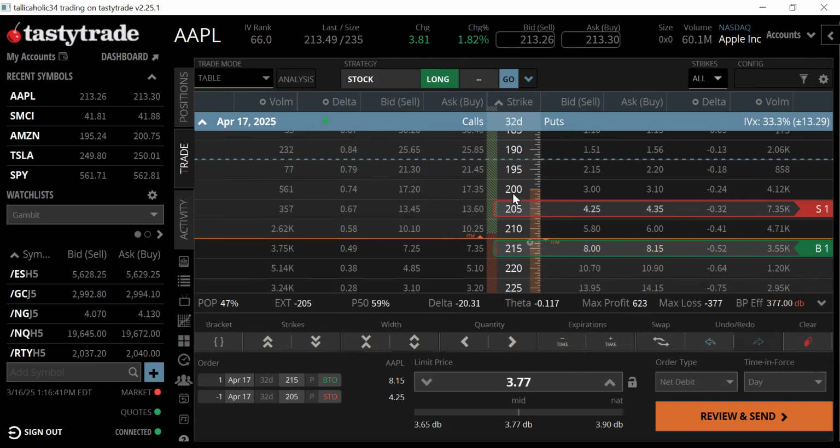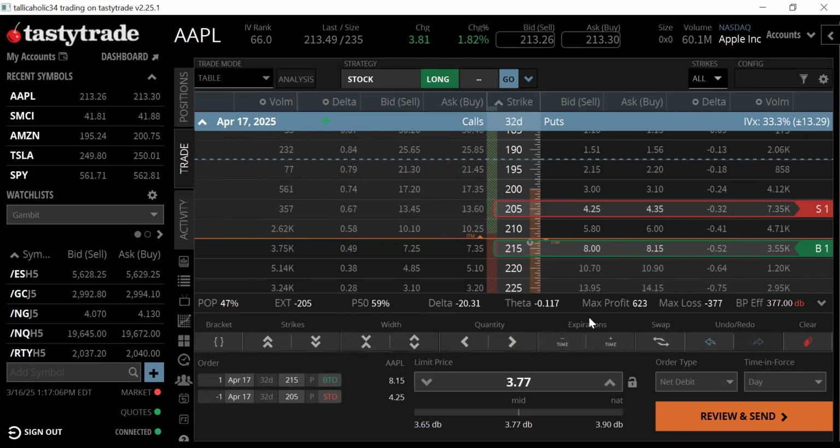So if we expire below 205, which is our underlying assumption, we think that Apple is going to go down below 205 by April 17th, then we're going to realize this max profit of 623. Now, why is this area green right here? What does this mean? Does that mean we still make money up to here? Well, the answer is yes. So we actually can break even on this.